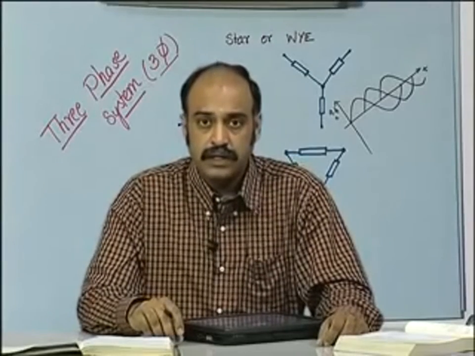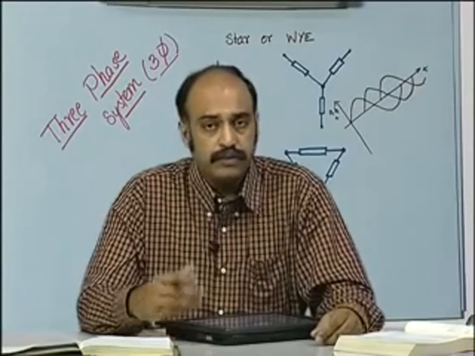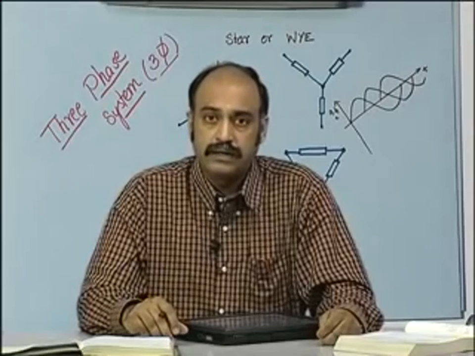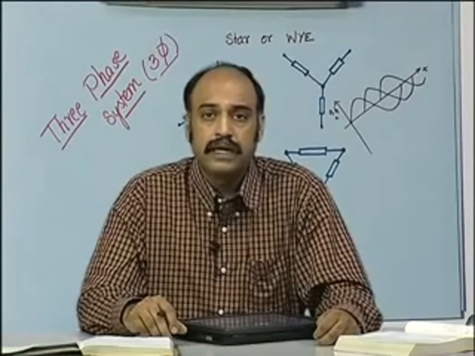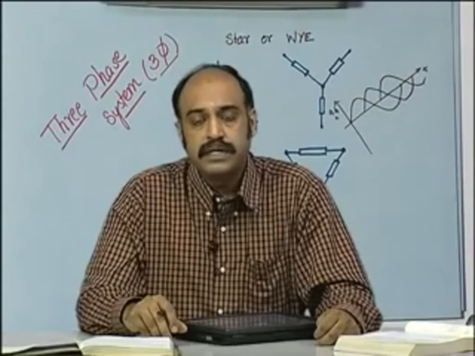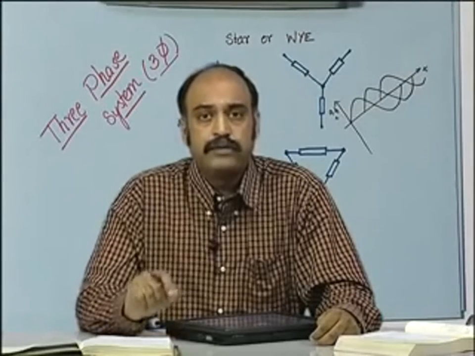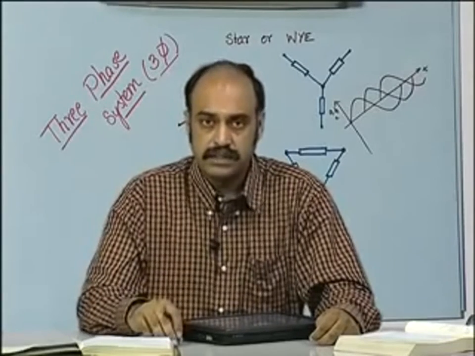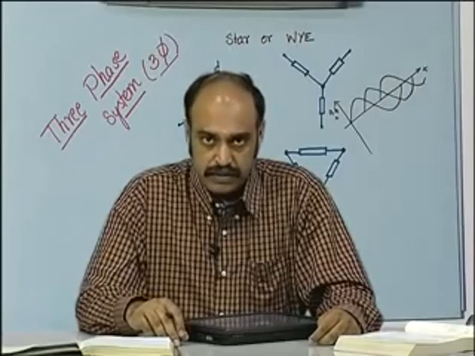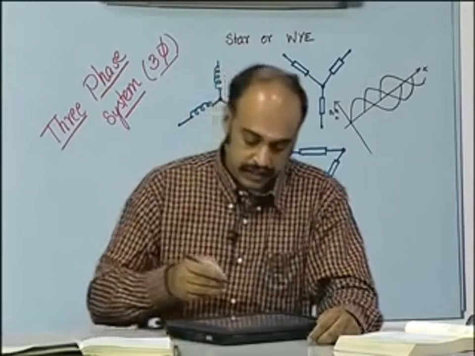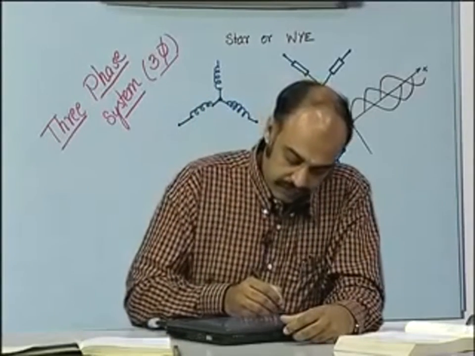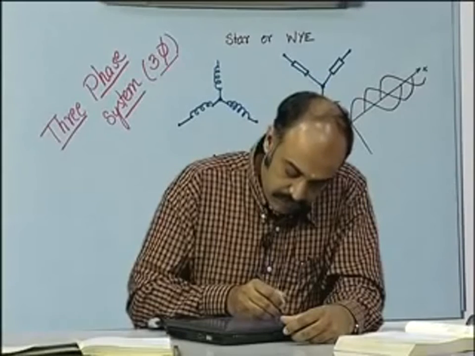So, we saw from the 3-phase sinusoidal diagram that the instantaneous value is always 0. But if the load is not balanced, then what happens?